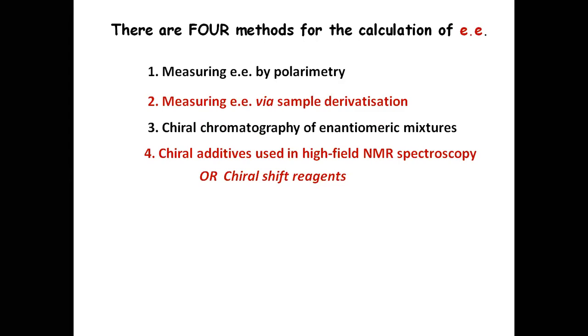Now see, there are actually four methods to find out the enantiomeric excess, by which we can easily find it. First one is by measuring with a polarimeter, as we have just seen, finding the rotation clockwise, anti-clockwise. Then measuring the enantiomeric excess via sample derivatization, which we have also seen in the last lecture. Chiral chromatography is also a technique that can be used to purify the compound of an enantiomeric mixture.